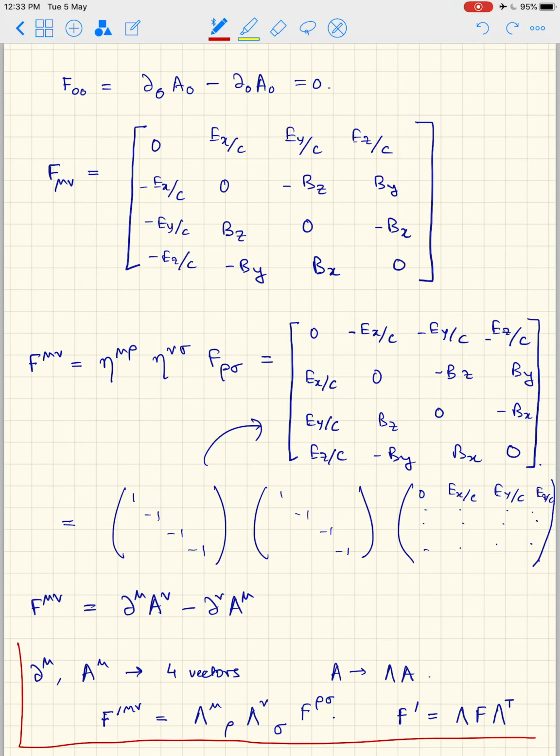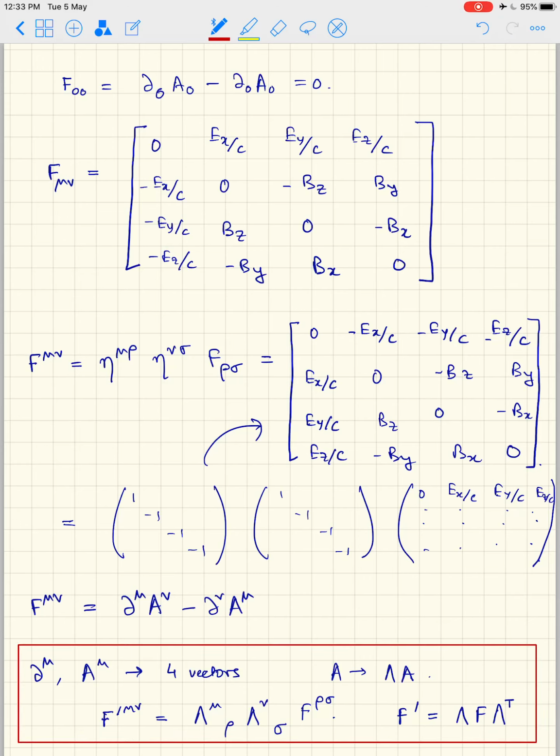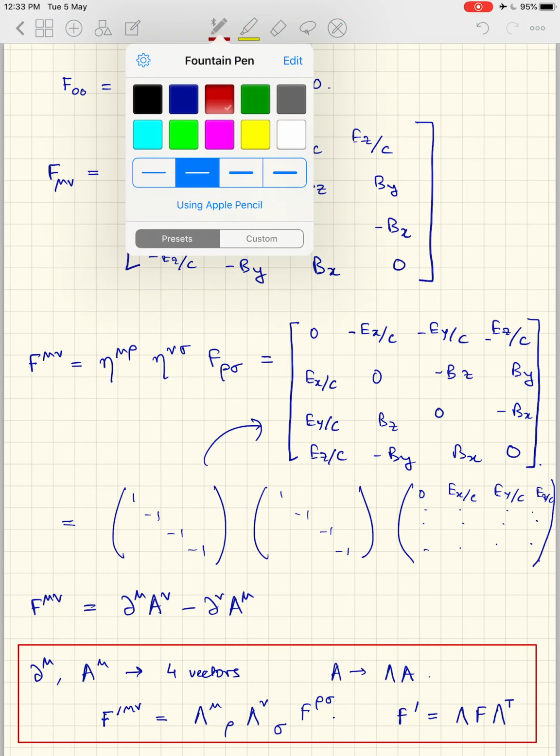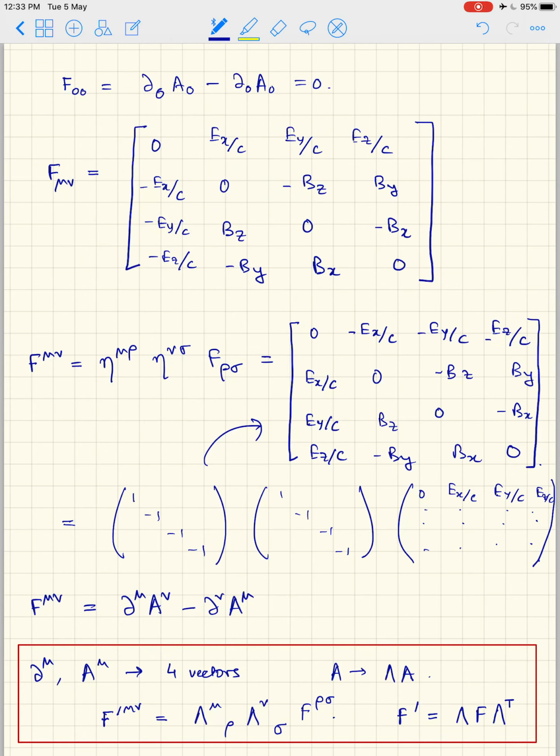Let me see if this one helps. Yeah, that's better. So we have now understood how F is going to transform. Another quick thing that I want to show you is that, of course, we had this gauge invariance. So electric and magnetic fields did not transform under these gauge transformations. So F is an object whose entries are electric and magnetic fields, so clearly it should not transform under gauge transformations. Let's quickly see this.